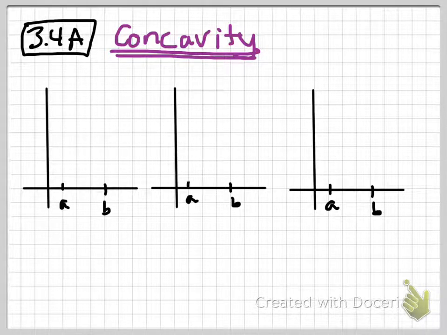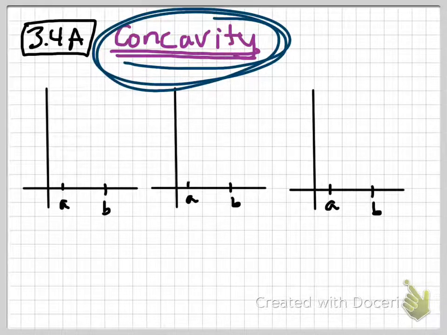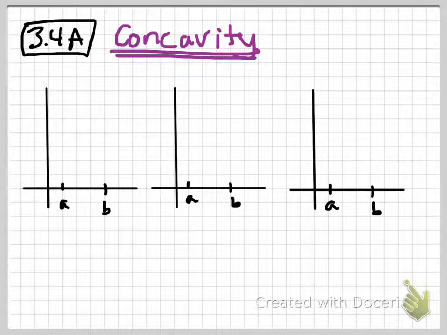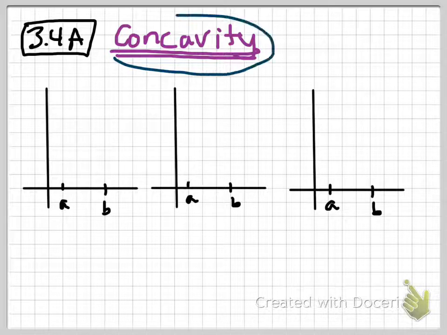Okay, so section 3.4a is based on something called concavity. And concavity is kind of an interesting thing. It's talking about the shape of the graph. So it's really great that at this point in calculus we know how to find maxes and mins, and we know where the high and the low points are on a graph. But the shape is something else we really want to focus on.